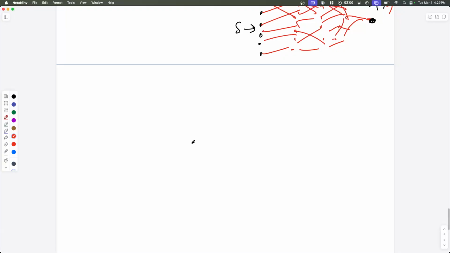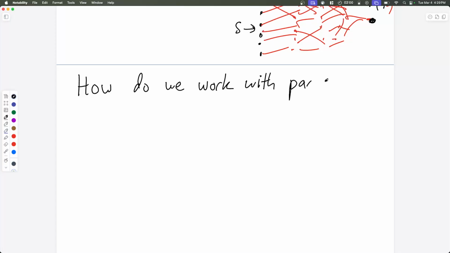So how do we work with parameters? If you've taken a statistics class, you might remember this from things like linear regression, finding parameters that fit the data that you have. So this is the very first question that I'm going to answer.